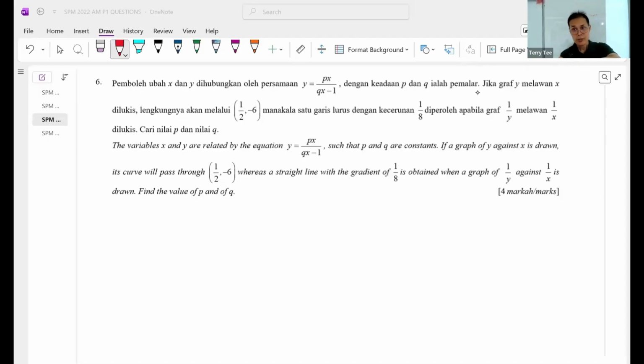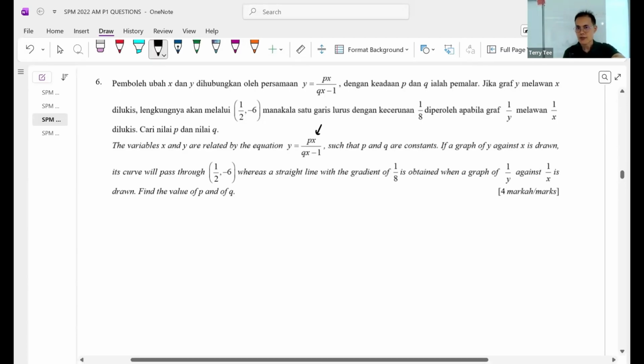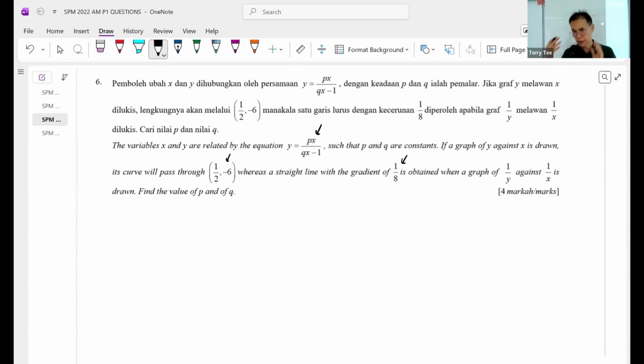All right, moving on. Question number 6. This is Form 4, Chapter 6, Linear Law. So the variable x and y, they are related by this equation, right? Such that p and q are constant. If a graph of y against x is drawn, this curve will pass through this point. Whereas a straight line with a gradient of 1 over 8 is obtained where this graph is 1 over y against 1 over x is drawn. Find p and q. So here we have 2 situations. One before you convert to linear form, another after you convert to linear form.